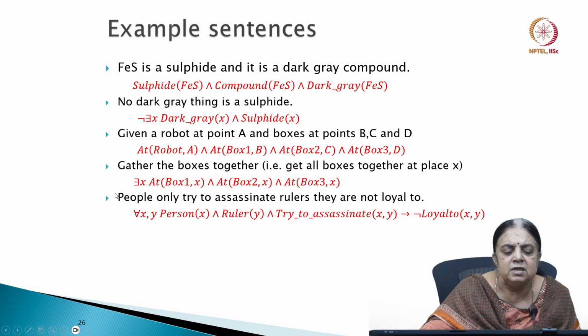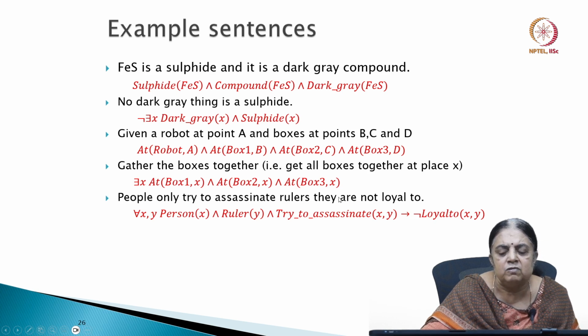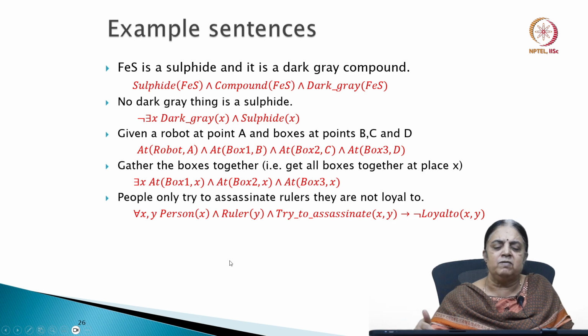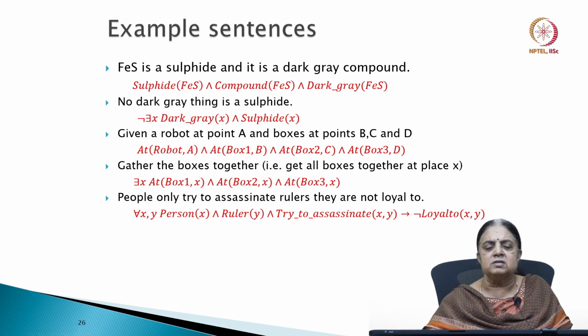So, let us see some general sentence. People only try to assassinate rulers they are not loyal to. So, for all X, Y: person X and ruler Y and try to assassinate XY implies not loyal to XY. Okay, so this is an easy way of representing things.